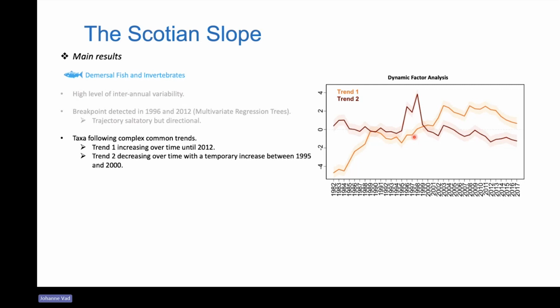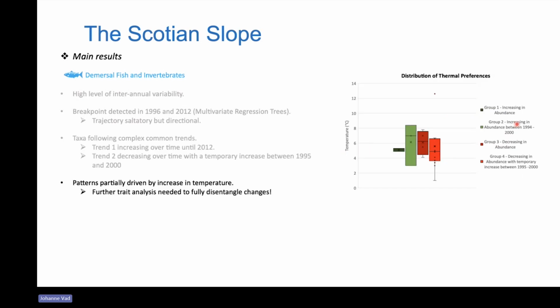Again, we can then look at which species follow what trend and in what direction, and try to form groups of species increasing over time or decreasing over time. When we look at their thermal preferences, yes, groups that are increasing in abundance seem to have higher thermal preferences than groups decreasing in abundance, but it's really noisy, there's lots of variability, and we need to look at other traits to try and make sense of this data better. So we still have some work to do on the fish data.